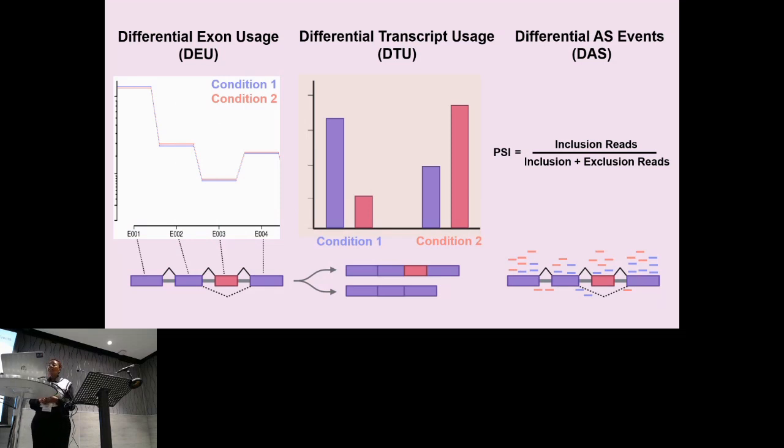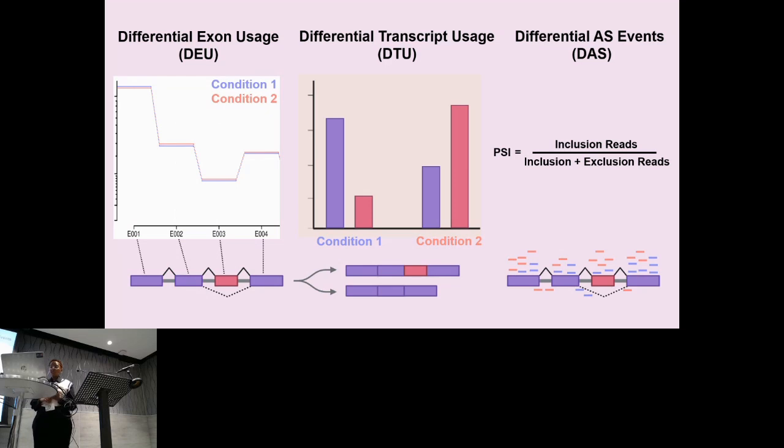DEU measures the differences in the expression of exons within genes between conditions and provides information on which exons are included or excluded in genes between our condition groups. DTU measures differences in the proportion of transcript abundances of all transcripts within a gene between our conditions, whereas DAS analysis detects alternative splicing events and quantifies their percent spliced in or PSI values, which is a measure of the inclusion of an exon within a transcript.